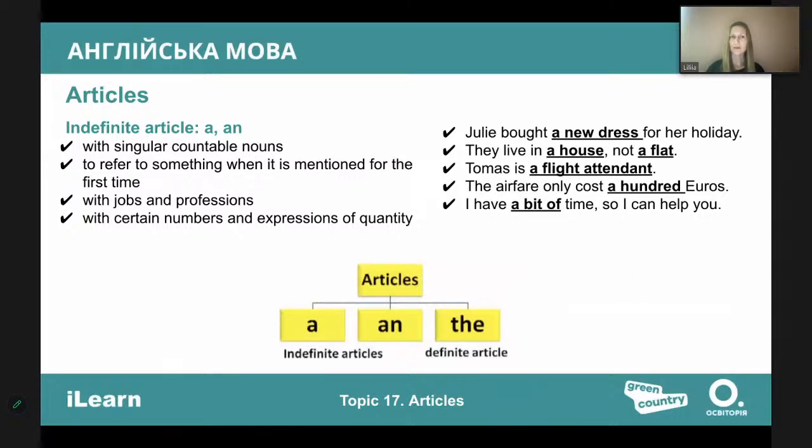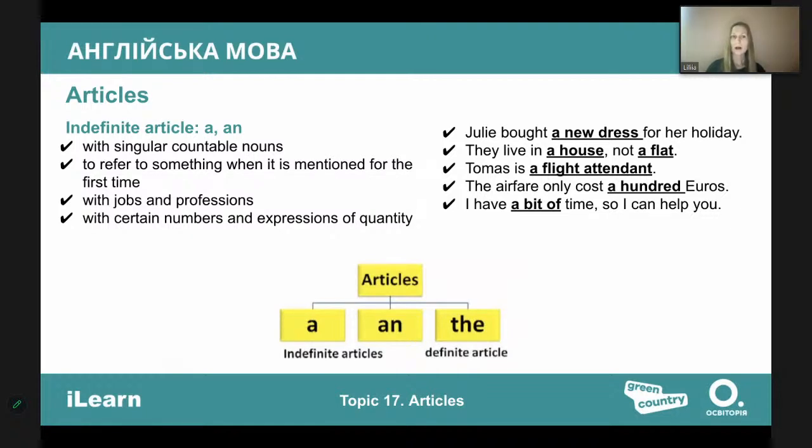So when it comes to the indefinite article, неозначений артикль, we have two of them, a or an, and we use them with singular and only singular, countable and only countable nouns. Or speaking Ukrainian, лише з іменниками в однині і лише зі злічуваними. So, if it can be one singular piece of something, then we use article a or an.